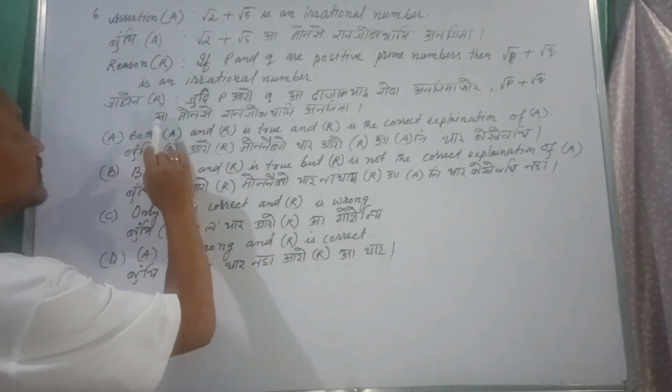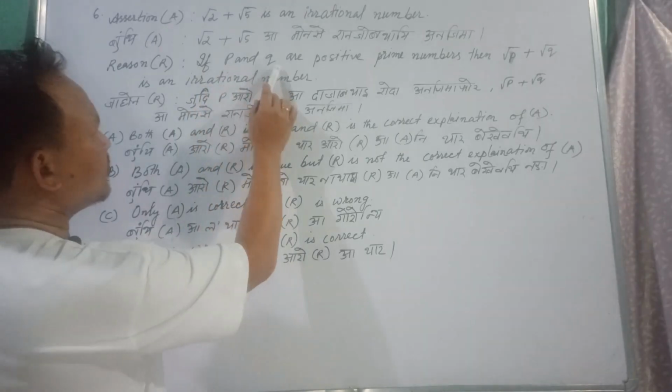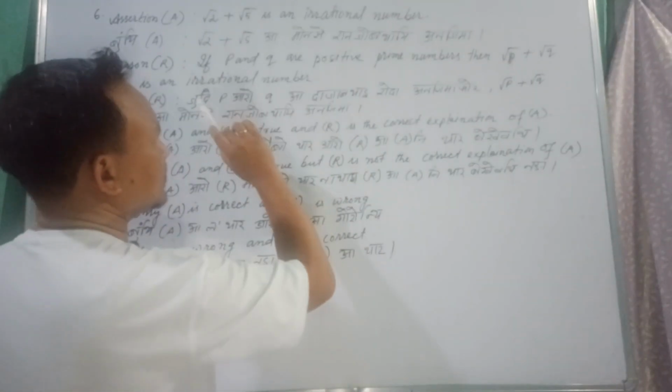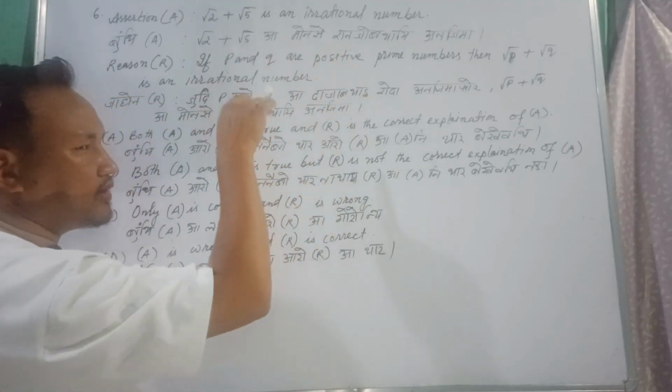Next, the reason: if p and q are positive prime numbers. Positive prime number, here it is mentioned positive. Minus numbers are imaginary numbers.